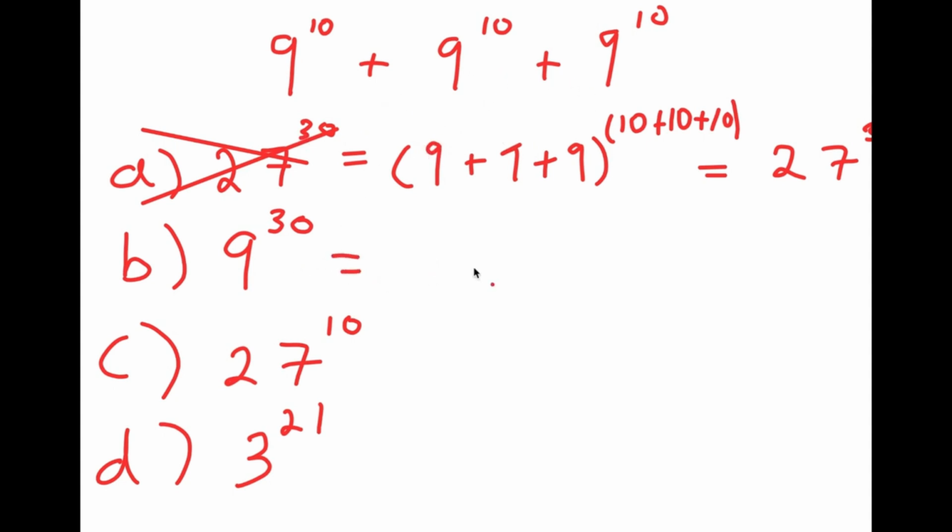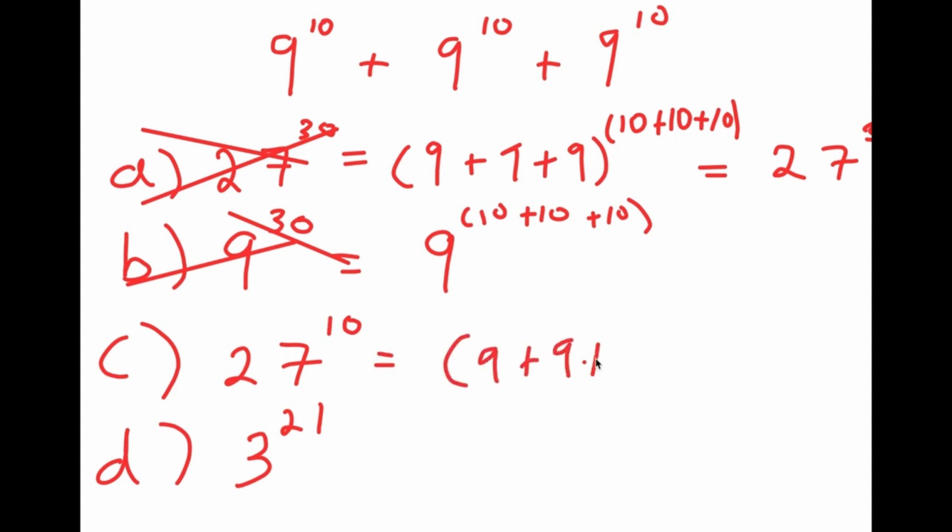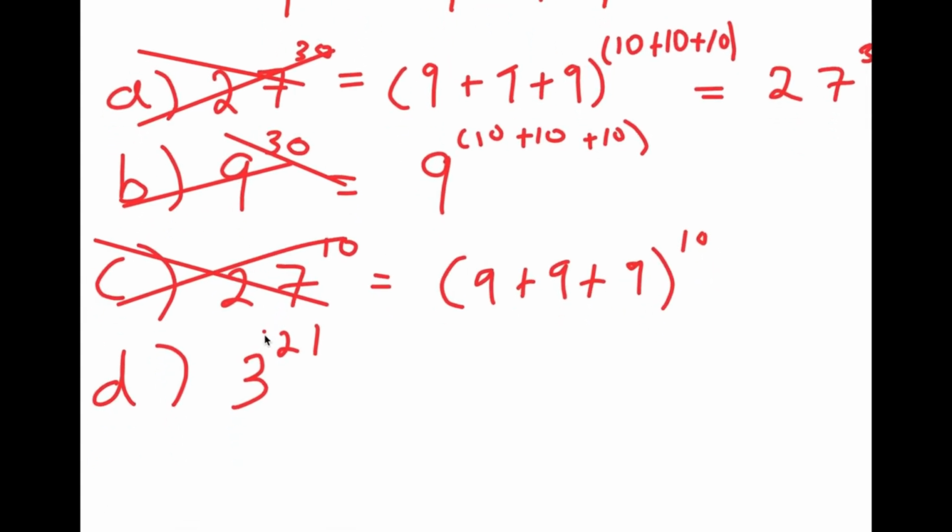So now going from here, this was likely gotten, 9 to the power of 30, by keeping the base the same and then adding the exponents. And this again is wrong because this is not the right way to add exponents. Now we have 27 to the power of 10, and this was gotten from adding the bases but keeping the exponent the same. And this again is wrong as well. That's not how you add exponents.